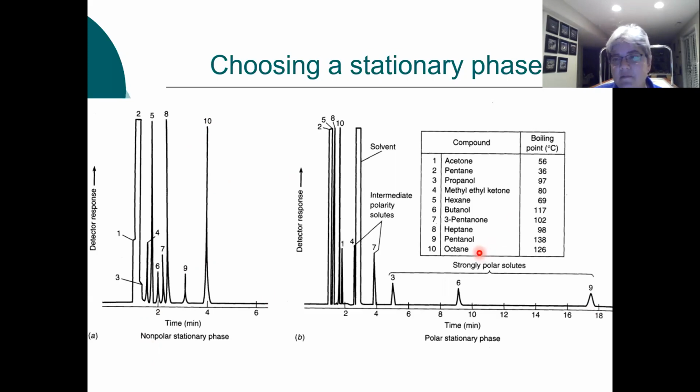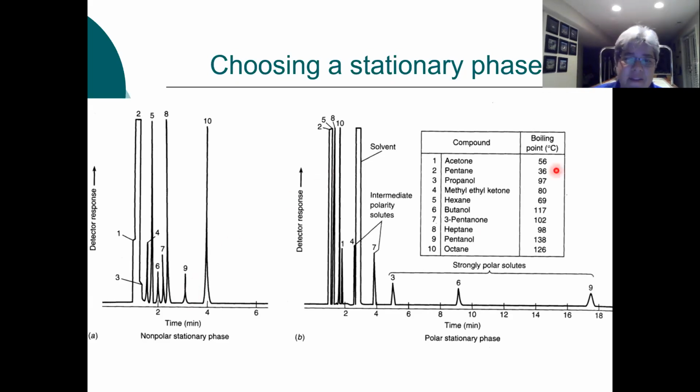10, octane, very non-polar. 8, heptane, very non-polar. But also out here, 9, pentanol. Pentanol is very polar, yet here it is coming out late. Okay, well, polarity is one factor. There is another factor that also greatly affects the separation. Any idea what it might be?